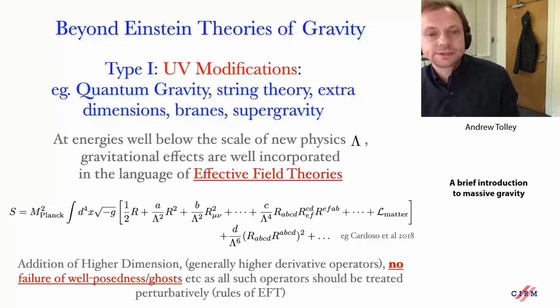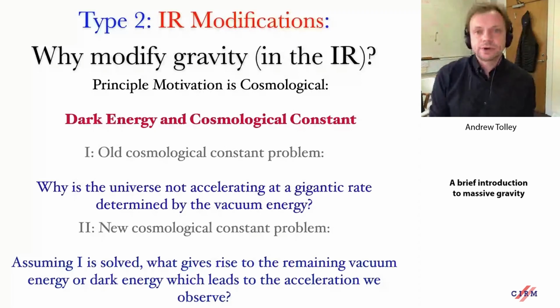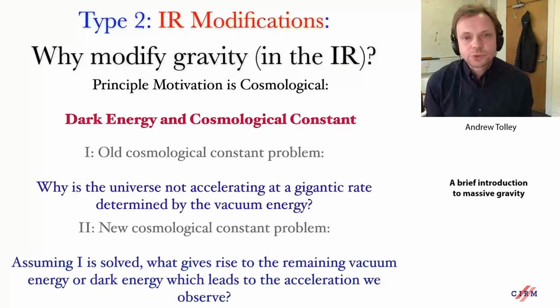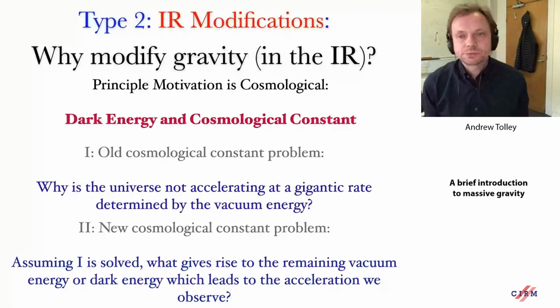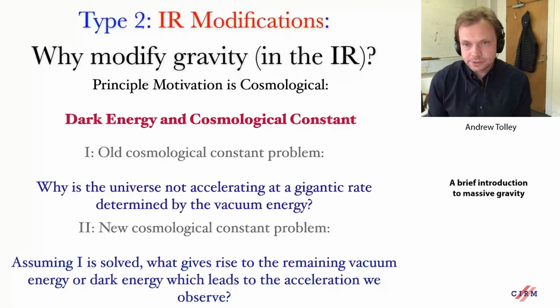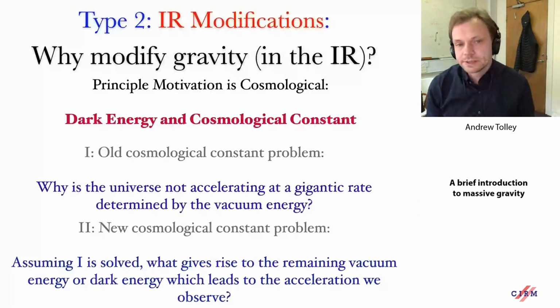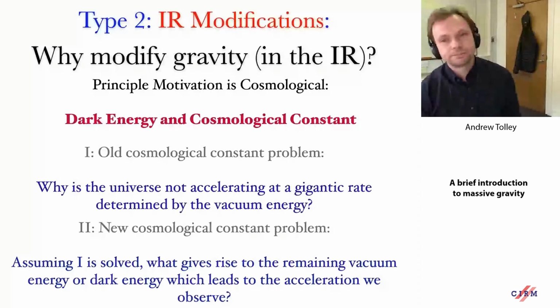What is less familiar is the opposite, which is the infrared modifications, where you actually really modify gravity at large distances. When we talk about modified gravity, in fact, this is usually what we have in mind, because we're really changing gravity at the scales that we can detect, if not solar system, certainly cosmological scales. And the principal reason for thinking about these and why people have introduced them is cosmological, primarily motivated by, at least recently, the discovery of cosmic acceleration, and so coming up with alternatives to dark energy, or indeed just trying to tackle the cosmological constant problem from a new point of view.